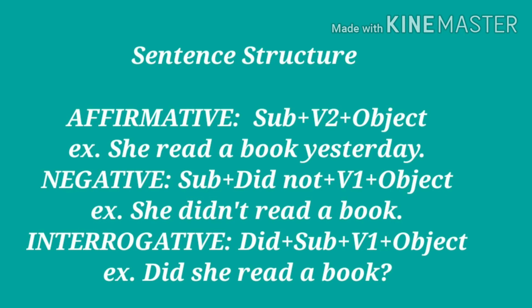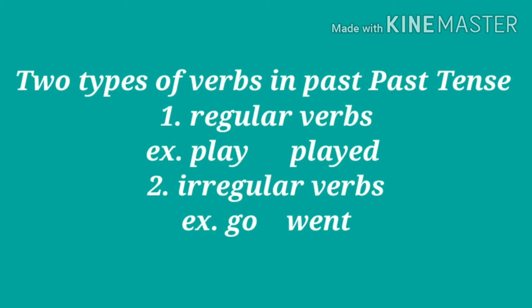In an interrogative sentence, we use did at the start, after did the subject, after subject the first form of the verb and object. For example, did she read a book? I told you, in simple past tense, in an affirmative sentence, we use the second form of the verb.